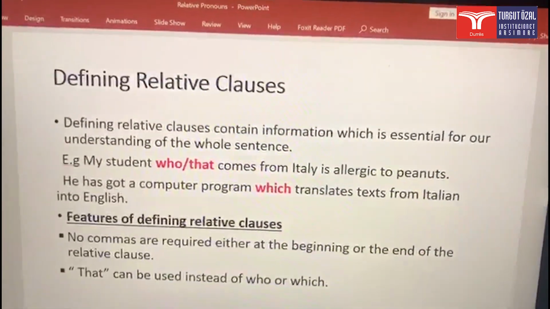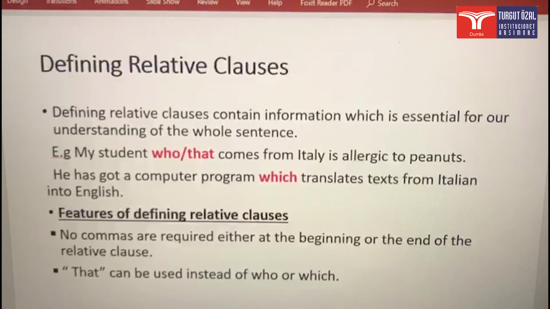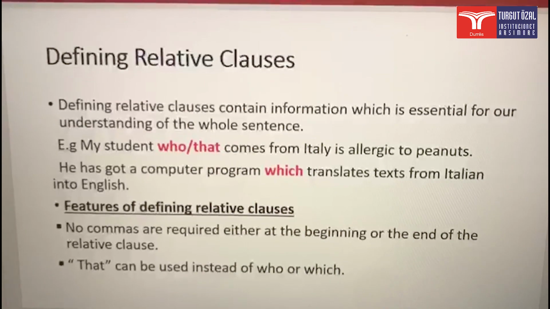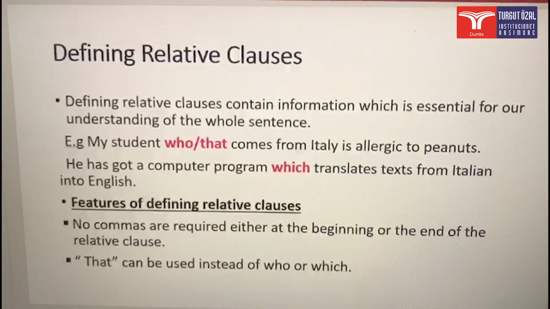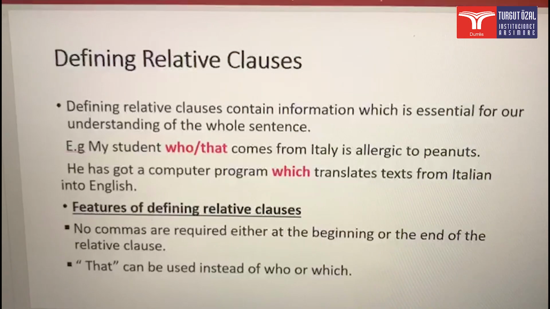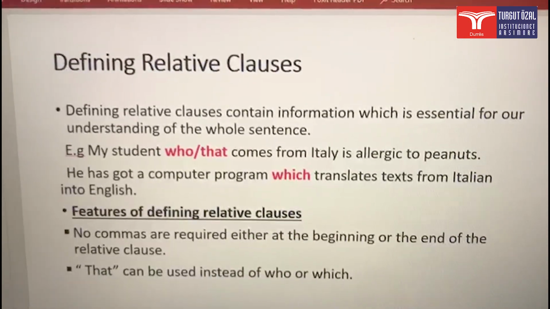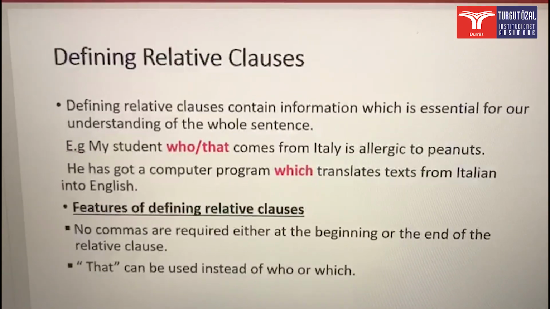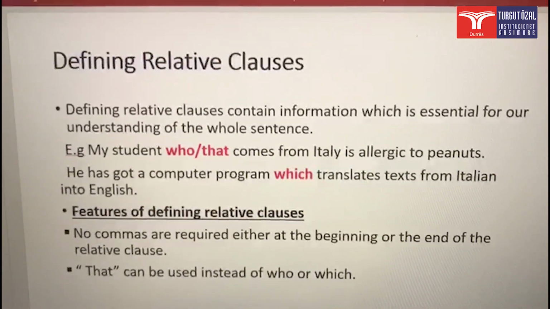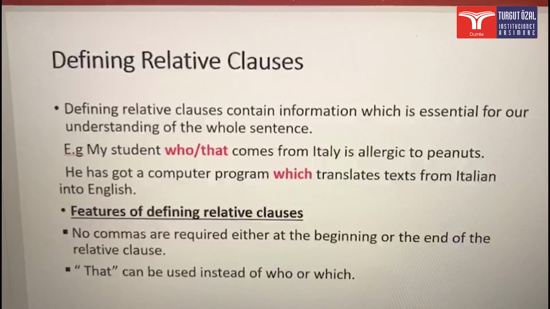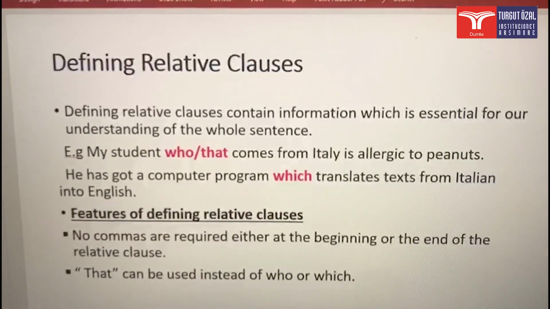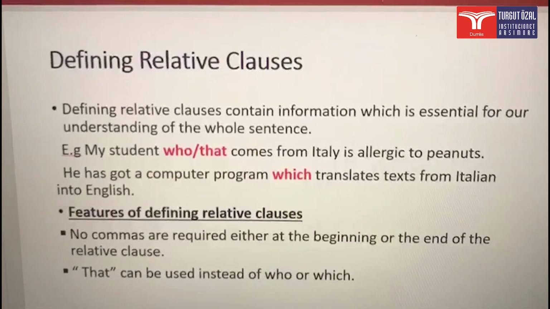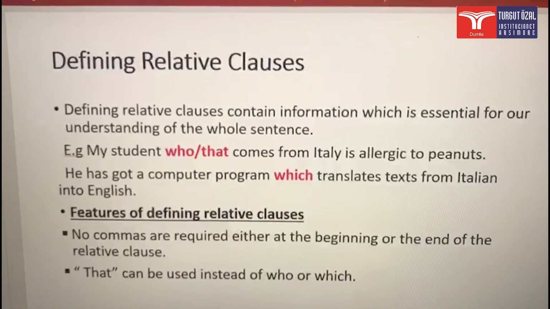We have got two types of relative clauses, defining relative clauses and non-defining relative clauses. Let's start with defining relative clauses. Defining relative clauses contain information which is essential for our understanding of the whole sentence. For example, my student who or that comes from Italy is allergic to peanuts. So, who comes from Italy is allergic to peanuts is really essential information for me to understand what student is being talked about.